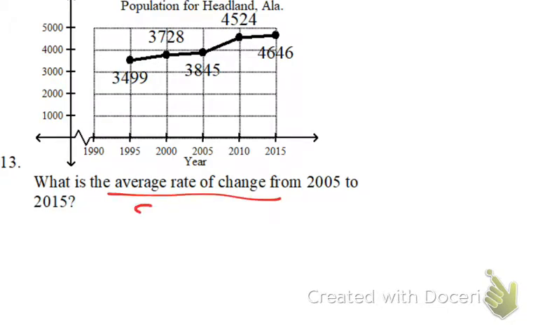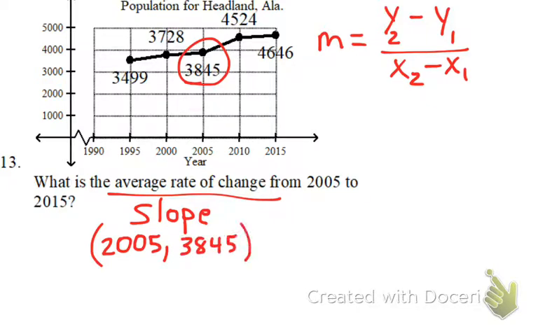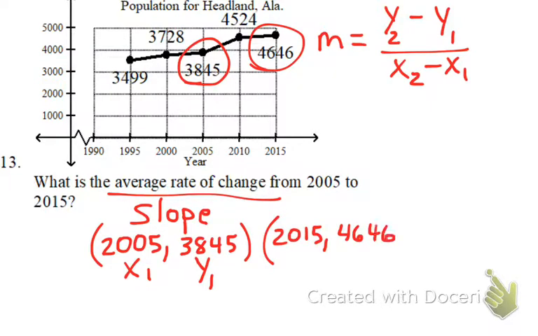Average rate of change, that's code word for slope. Slope is y sub 2 minus y sub 1 over x sub 2 minus x sub 1. From 2005 to 2015, so here's 2005. So we have an ordered pair of time as the independent variable, 2005, 3,845. That's going to be your x sub 1, y sub 1, and then the other point, 2015, the population is 4,646. So that's your x sub 2, y sub 2.